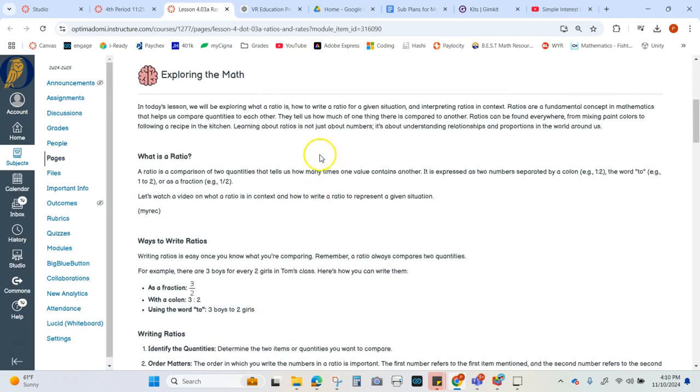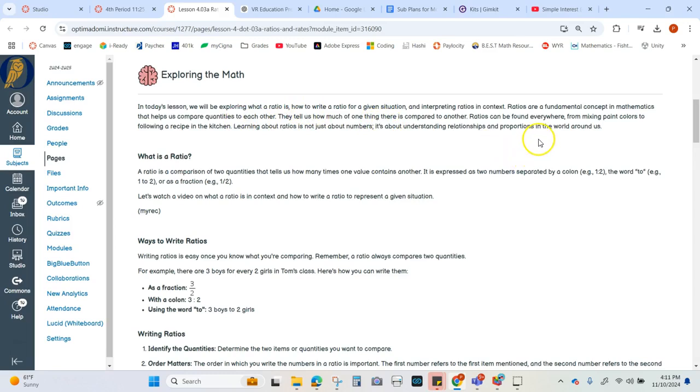All right, ratios and rates. Let's explore this math. In today's lesson, we will be exploring what a ratio is, how to write a ratio for a given situation, and interpreting ratios in context. Ratios are a fundamental concept. They are so important in math, and they help us compare quantities to each other. They tell us how much of one thing there is compared to another.